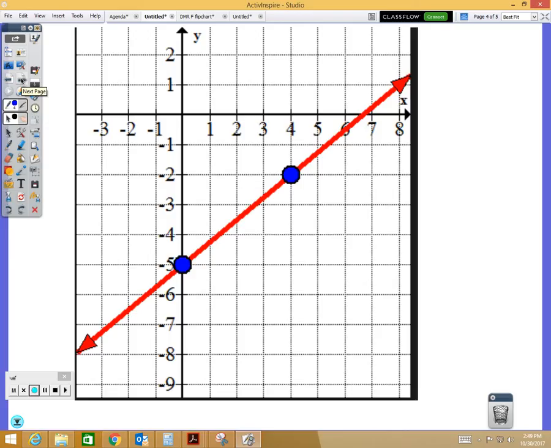So this one would be what? Positive what, though? What would it be? 1, 2, 3. 1, 2, 3, 4. 3/4.